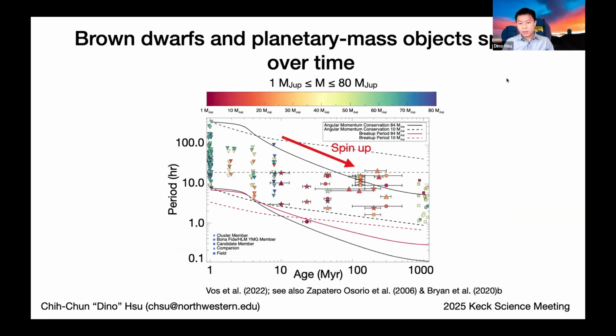The first evidence was actually found using Keck spec by Zapatero Osorio 2006. And later on, Bryan et al. also followed up with a few planetary mass objects and a lot of brown dwarf companions and showed similar evidence. And here's a huge rotational period survey by Vos et al. that shows the spin-up trend as a function of age for brown dwarfs and free-floating planetary mass objects.